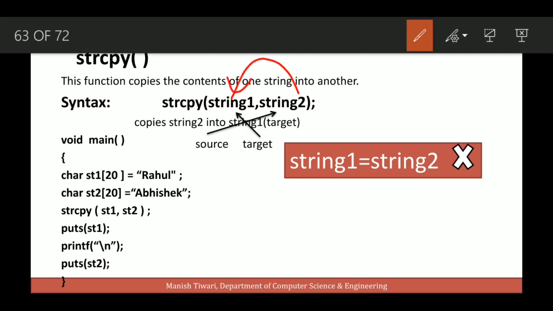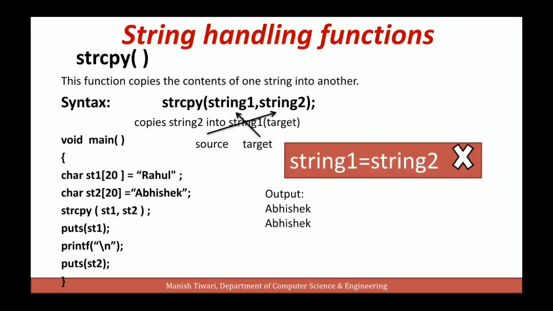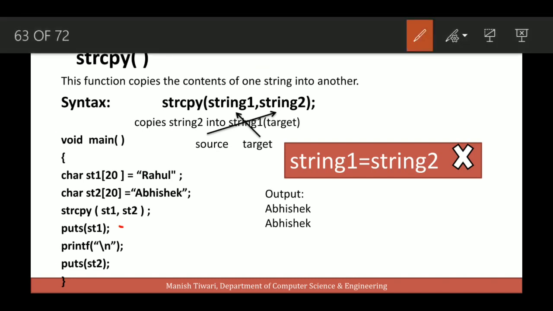So the first parameter, that is string 1, will be the target string, and the second string will be the source string. So if we run this program, we will get this output. Both strings will be printed as Abhishek, the value of st1 and the value of st2. Both will be Abhishek after the calling of this strcpy function.